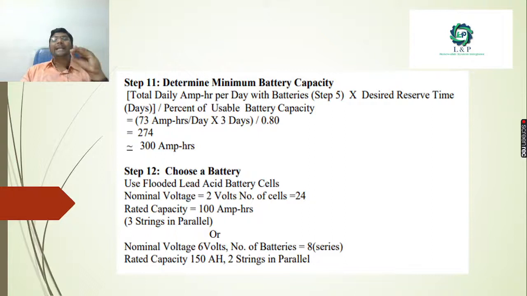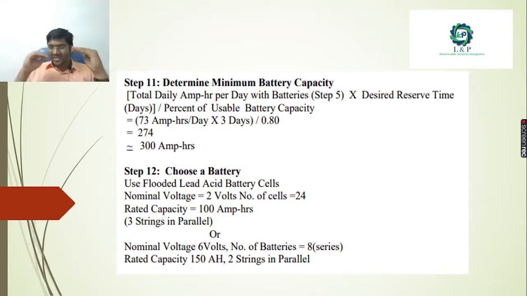And if you want to determine the minimum battery capacity, what you have to do is take the total daily amp hour per day with the batteries that you got already in step number 5, multiplied with the desired reserve time, that is number of days, divided by the usable battery capacity percentage. Say for example, if our total daily amp hour per day with battery is 73 amps, multiply it with 3 days divided by 0.8, we will get an approximate value of 274. You can make it around 300 amp hours.